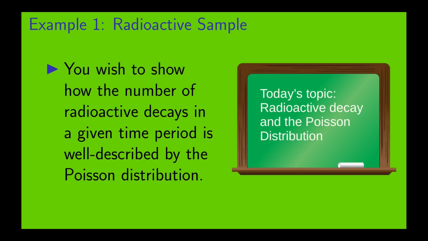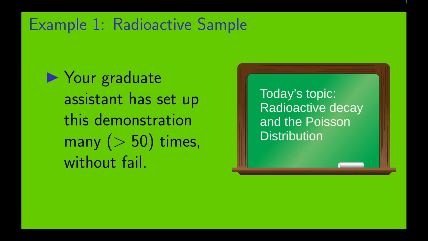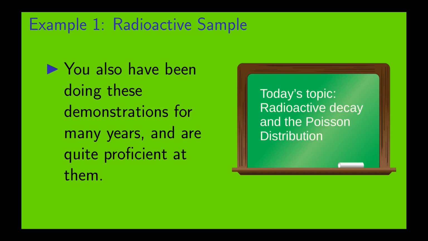You wish to show how the number of radioactive decays in a given time period is well described by the Poisson distribution. Your graduate assistant has set up this demonstration more than 50 times, without fail. You have also been doing these demos for many years, and you're quite proficient at them.